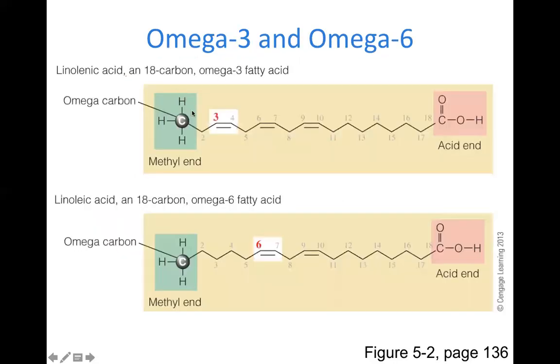And so here is a picture of that. So in the omega-3, you see we have this first carbon, which is the methyl carbon, the green one, and we count 1, 2, 3. You see a double bond. In the bottom diagram, we have the first carbon. We count 1, 2, 3, 4, 5, 6, and that's where you see the first double bond. So the top fatty acid is an omega-3 fatty acid, and the second fatty acid is an omega-6 fatty acid.